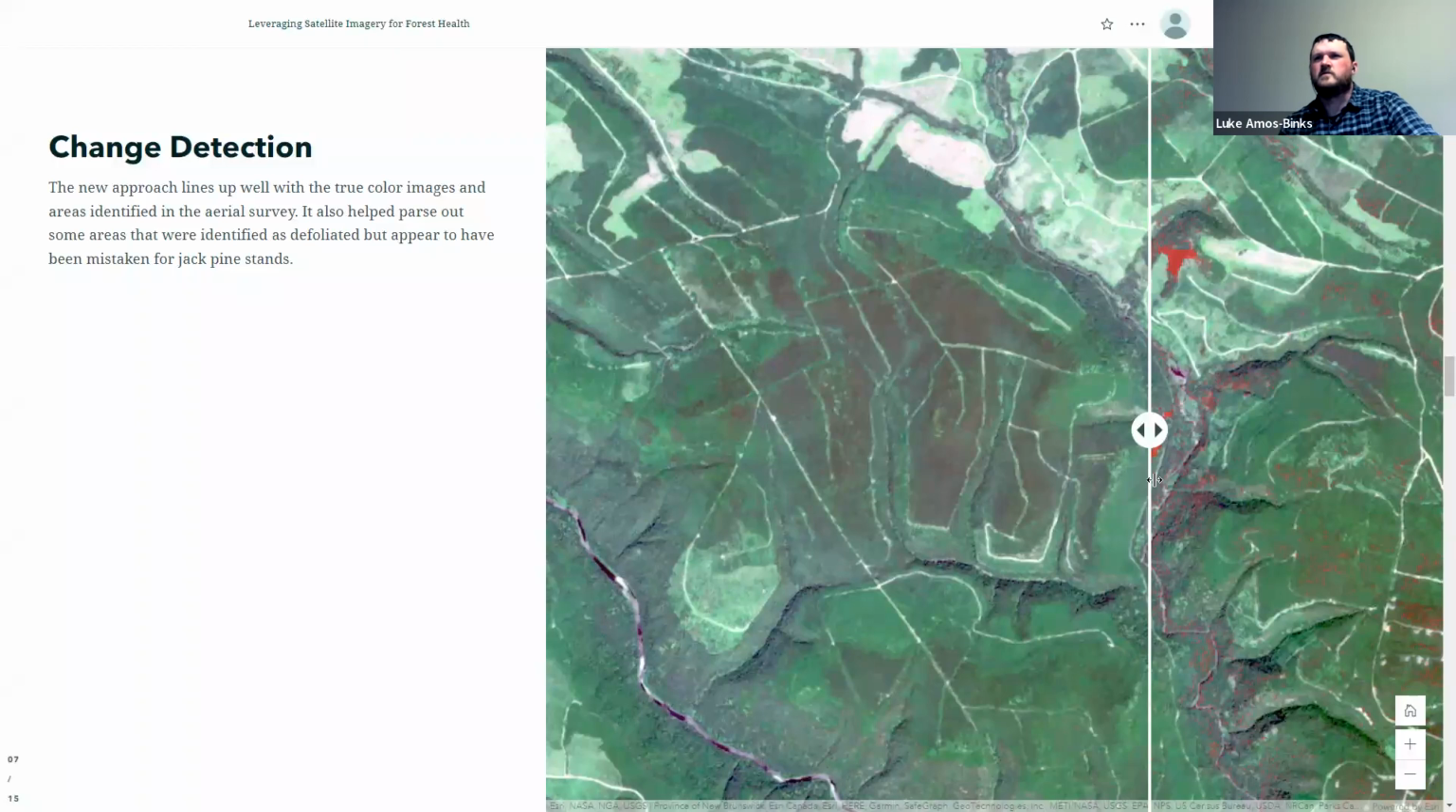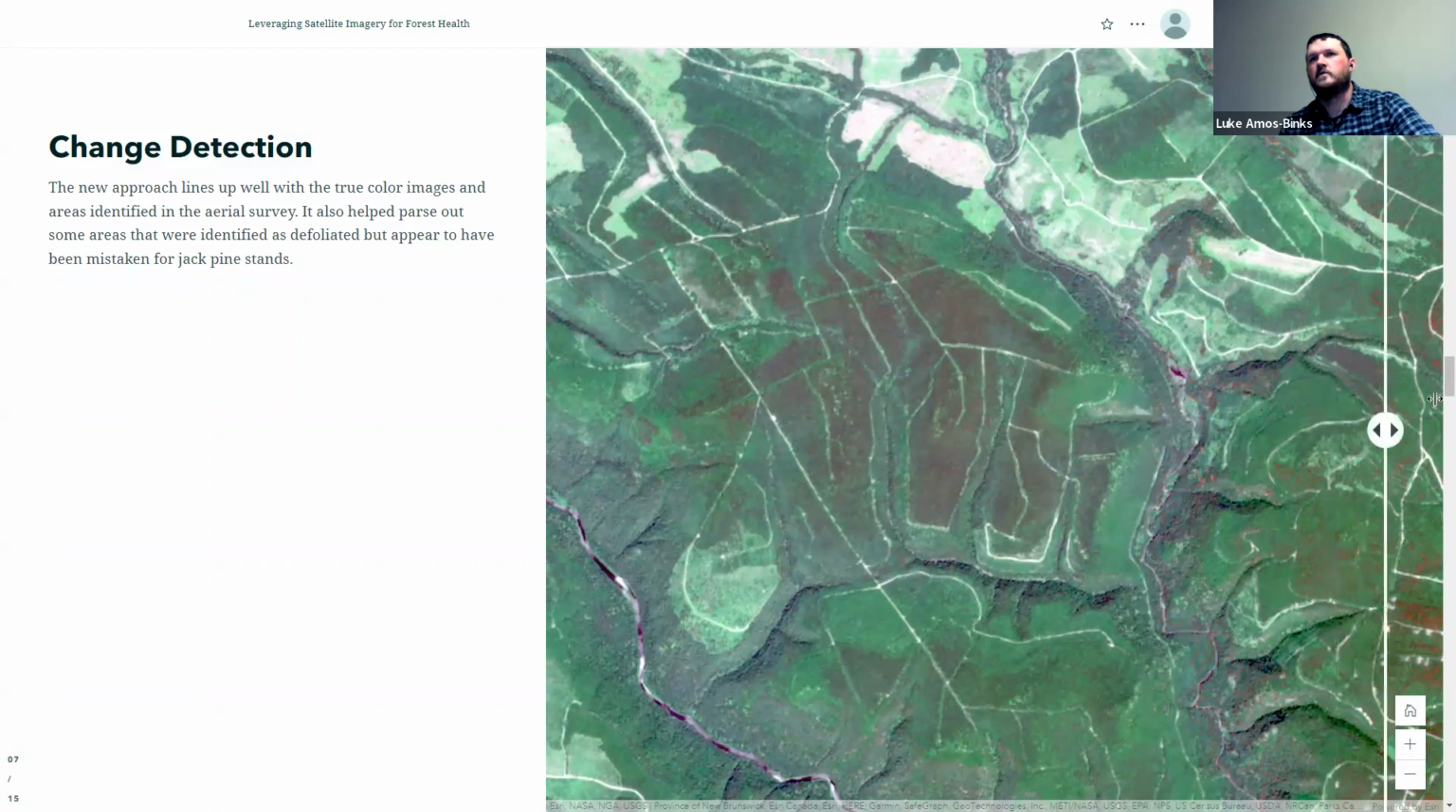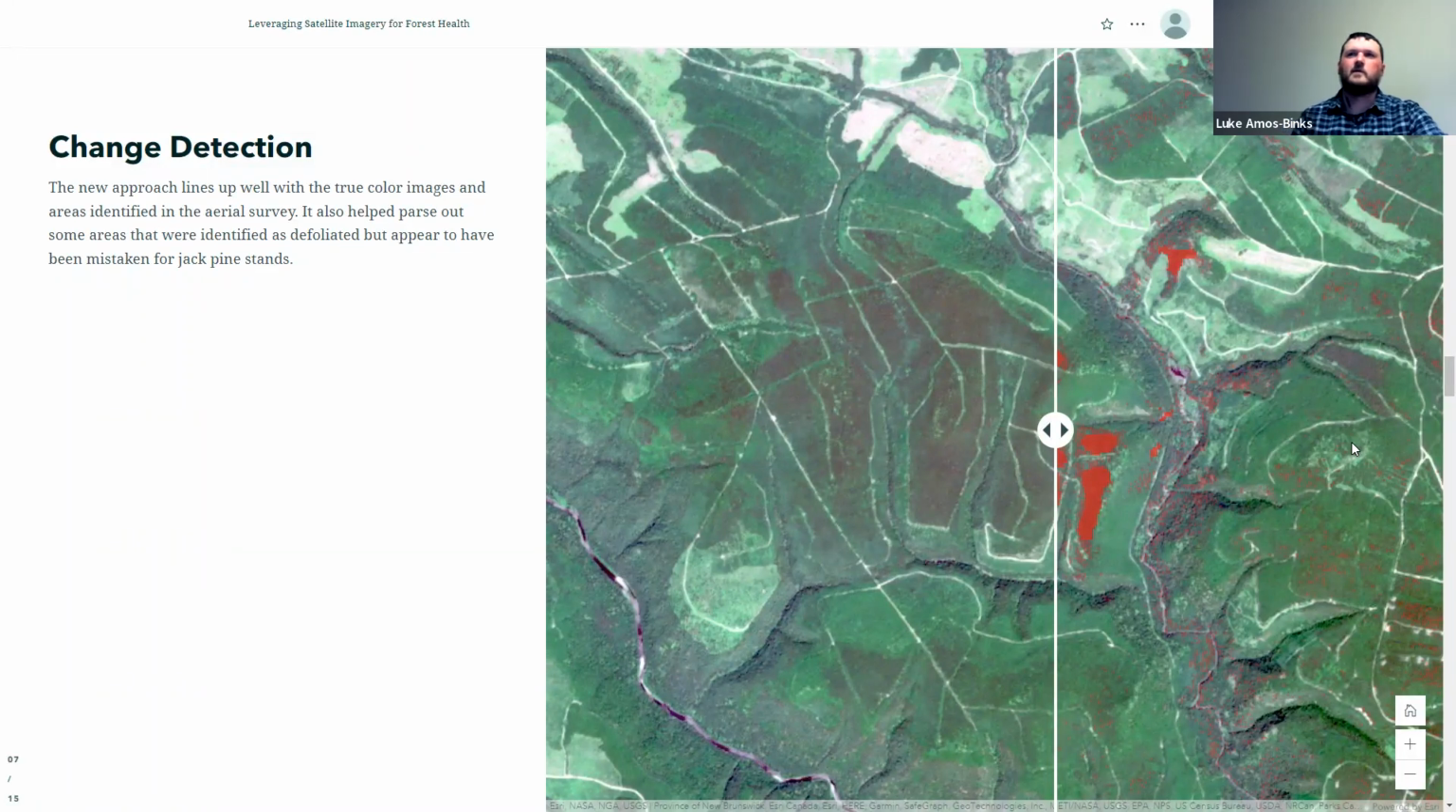The other advantage to this change detection method is you're measuring a change rather than just looking for a red color, and that helped us parse out some areas that were identified as defoliation, but were actually an unhealthy looking jack pine stand. So you can see an example of an unhealthy looking stand over here. But it wasn't picked up in the change detection because it was a jack pine stand that was just not doing very well and looking pretty reddish gray.